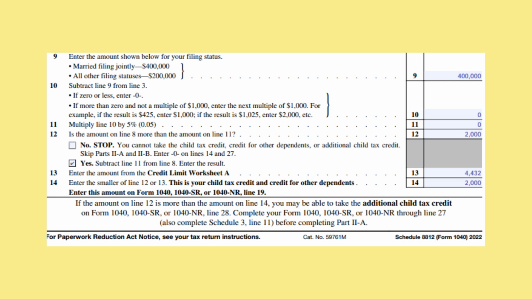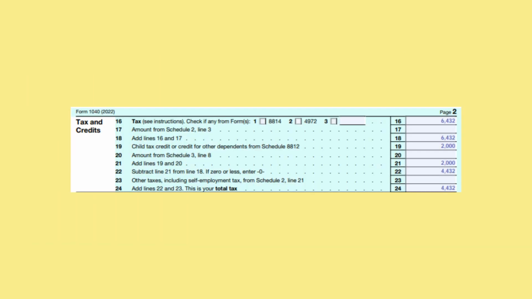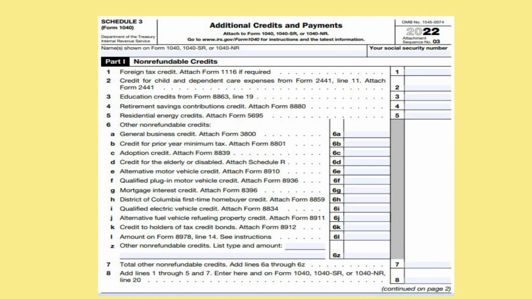Line 14 on Schedule 8812 will be 2,000 as it is the smaller of line 12 or 13. Carry this amount to line 19 of your Form 1040. Line 20 will be left blank as we don't have any credits from Schedule 3, line 8. A couple of the common credits that you would report on Schedule 3 are the credit for child and dependent care expenses that you would fill out Form 2441 for, and also the education credits that you would fill out Form 8863.